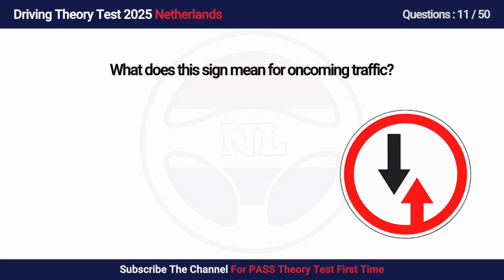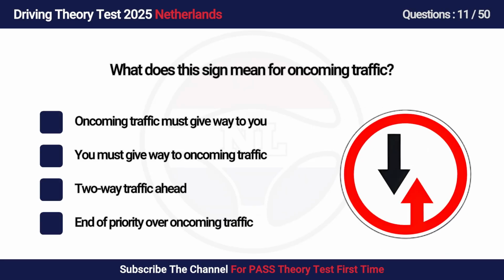Question 11. What does this sign mean for oncoming traffic? A. Oncoming traffic must give way to you. B. You must give way to oncoming traffic. C. Two-way traffic ahead. D. End of priority over oncoming traffic.